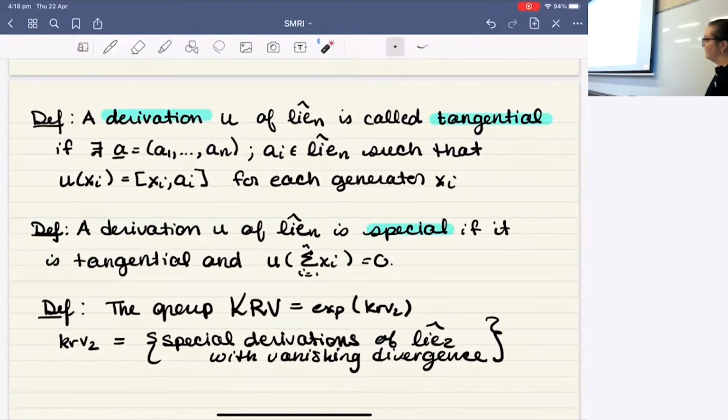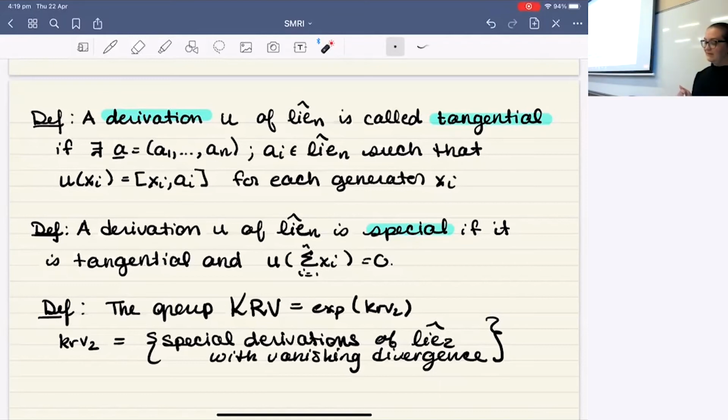Okay, so now, why? What's the actual interesting part? I mean, that part is fun and technical, but it's also mostly there to make this next part true. So I want to tell you a little bit about Kashiwara-Vergne and how these completions actually end up telling you something algebraic. A derivation of the free Lie algebra on n letters is going to be called tangential if we have a tuple of n Lie words a_i, such that the action on each generator of the free Lie algebra is given by conjugation with the i-th Lie word.